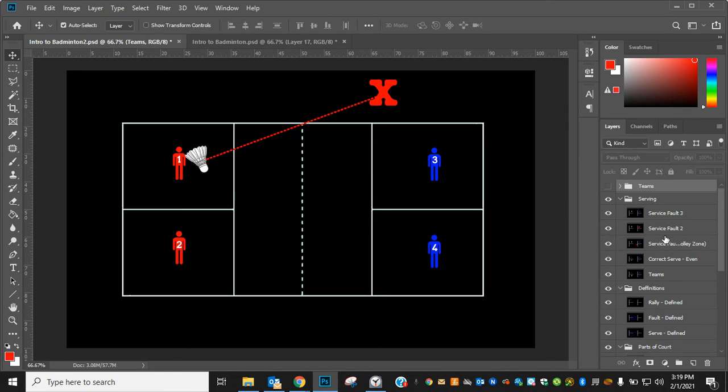In this situation, player one, again serving from the odd service court, serves the birdie out of bounds. This is also a fault and would result in a point for the blue team.